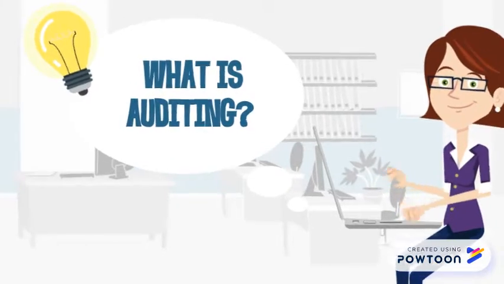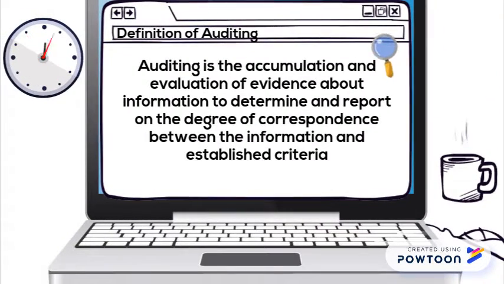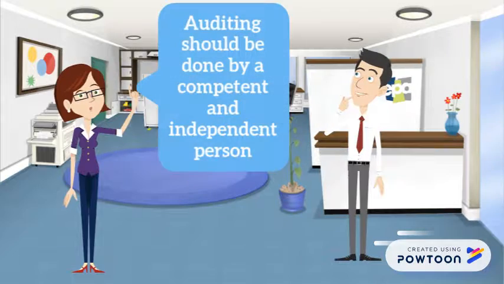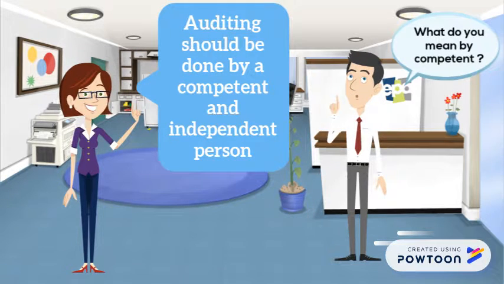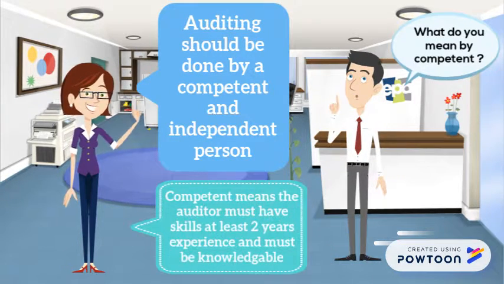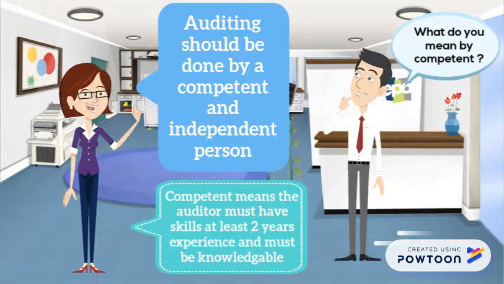What is auditing? Auditing is the accumulation and evaluation of evidence about information to determine and report on the degree of correspondence between the information and established criteria. Auditing should be done by a competent and independent person. What do you mean by competent? Competent means the auditor must have skills, at least 2 years of experience, and must be knowledgeable.